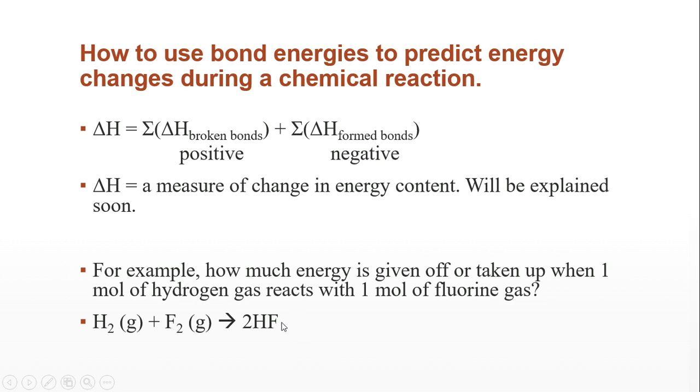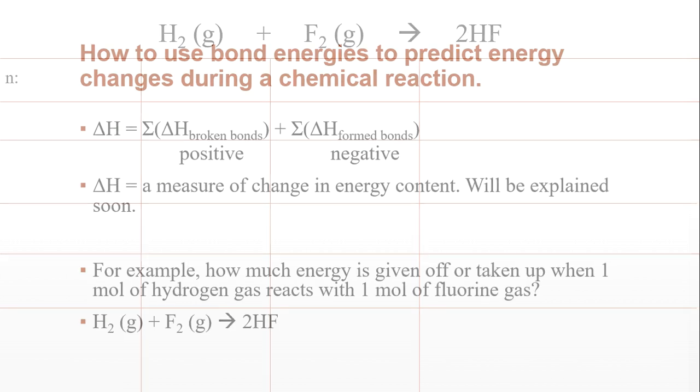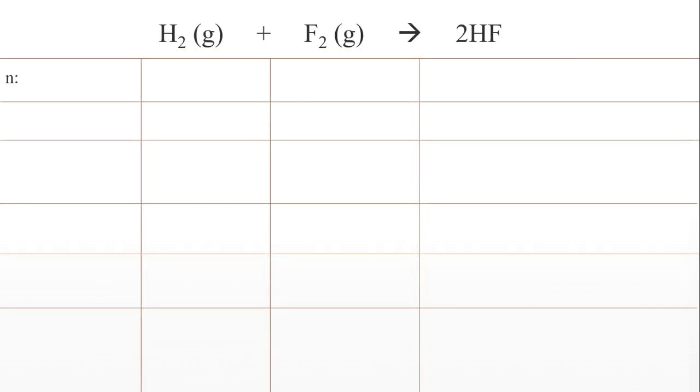And of course there should be a (g) here in parentheses to indicate that the product formed is in the gaseous state as well. Actually, let me do that real quick. There we go. Because this concept only applies when we're working with substances in the gaseous state.